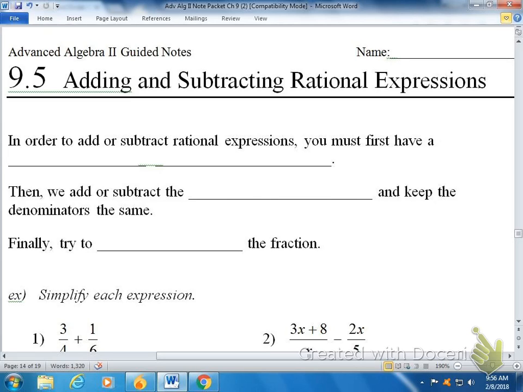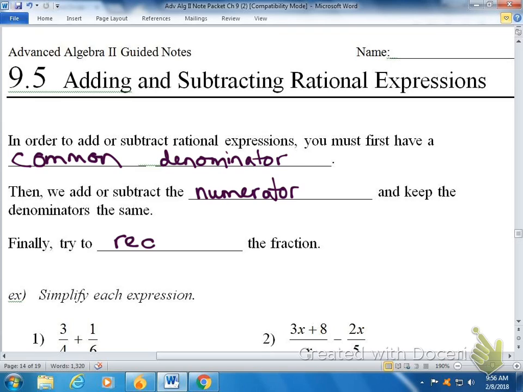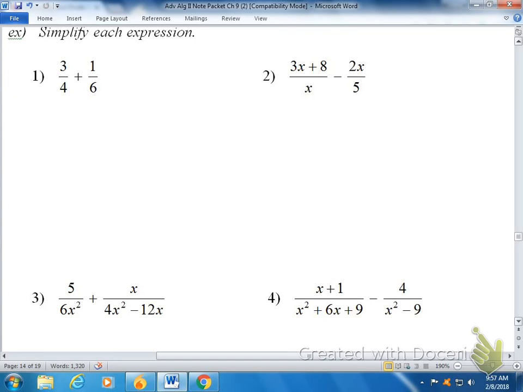So in the first case, in order to add or subtract rational expressions, you must first have a common denominator. Then we add or subtract the numerators and keep the denominators the same. Finally, we're going to try to reduce the fraction. Let's simplify the fraction. Let's just review how we used to do it.